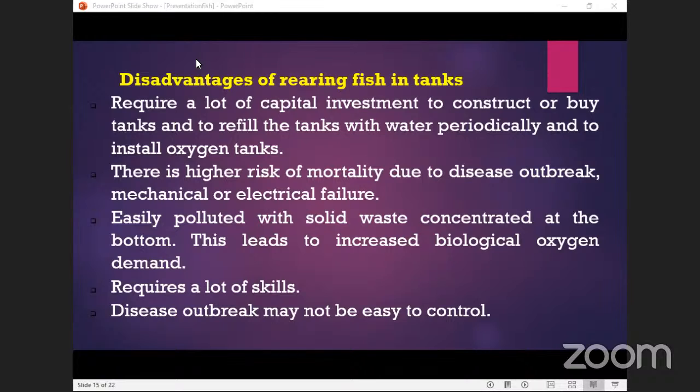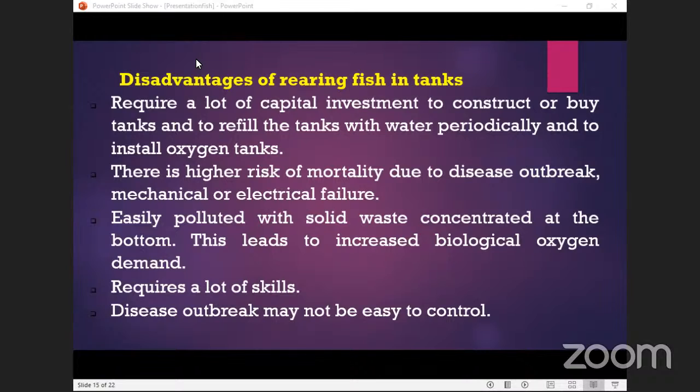It requires a lot of capital. You have to have enough money to buy the tank, to refill the tanks with water after different periods of time. And even you have to install the oxygen tanks, because oxygen is a necessity inside the tank for the fish.